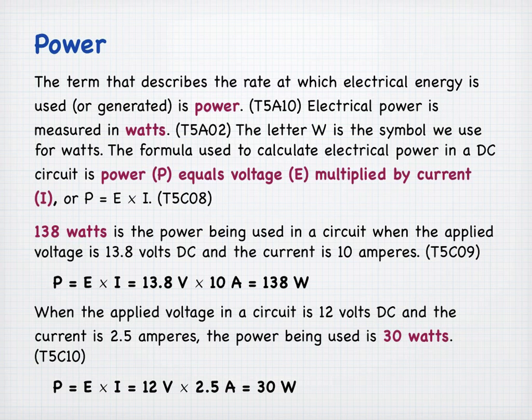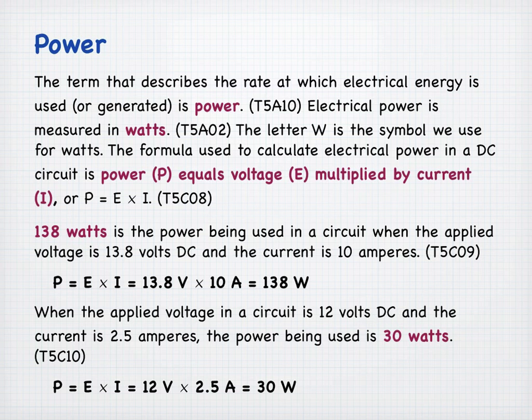Let's look at a couple examples. 138 watts is the power being used in a circuit when the applied voltage is 13.8 volts DC and the current is 10 amperes. Let's see how we get that. Well, we said P equals E times I, or 13.8 volts times 10 amps, and that equals 138 watts.